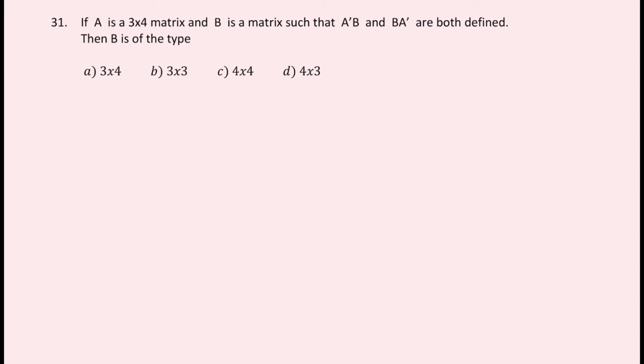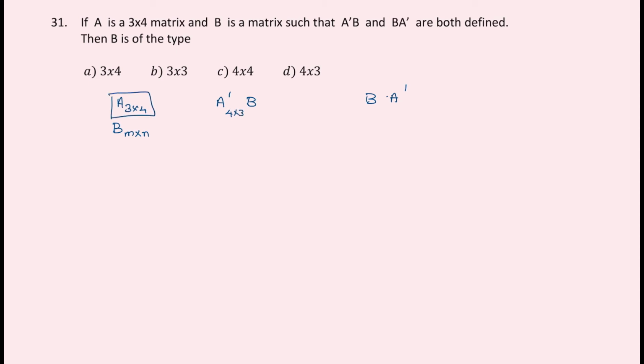Question 31. If A is a 3 by 4 matrix and B is a matrix such that A dash B and B A dash are both defined, then B is of the type. A is of order 3 by 4. A dash B is defined and B A dash is also defined. Let us take B's order as M by N. A dash is of order 4 by 3. A is of order 3 by 4.